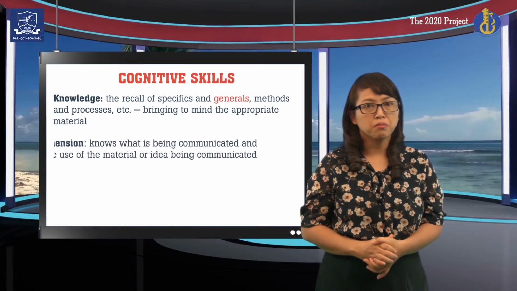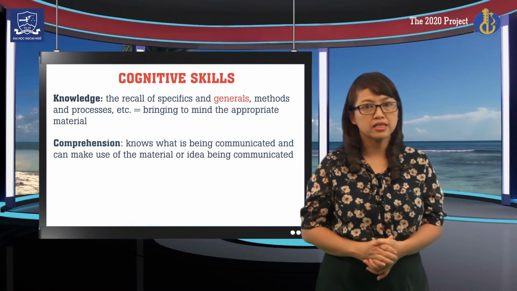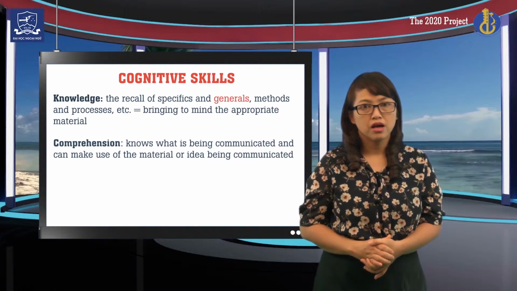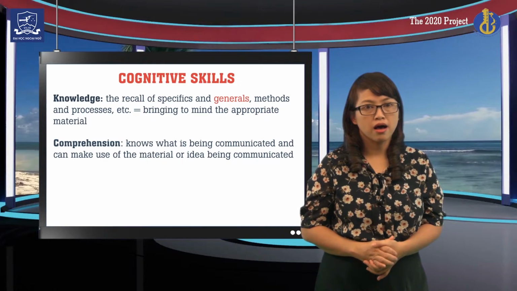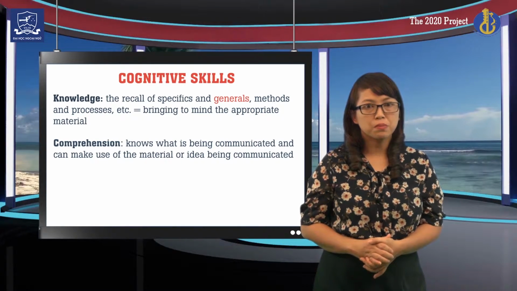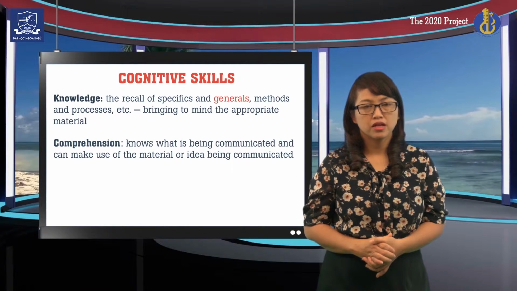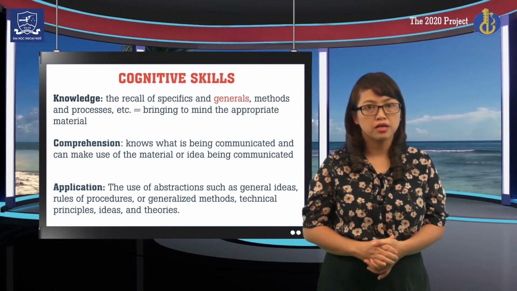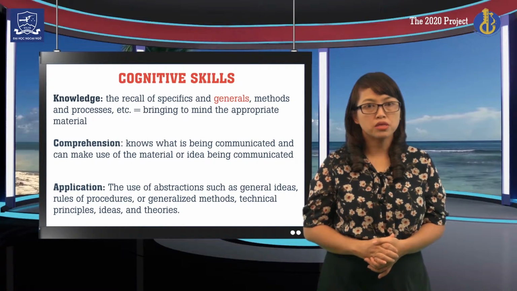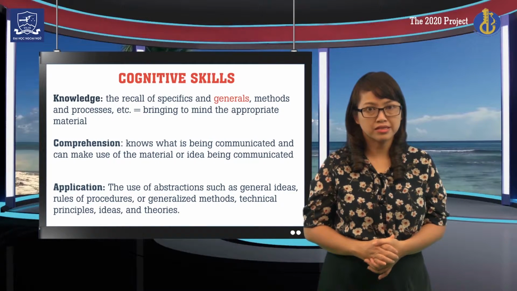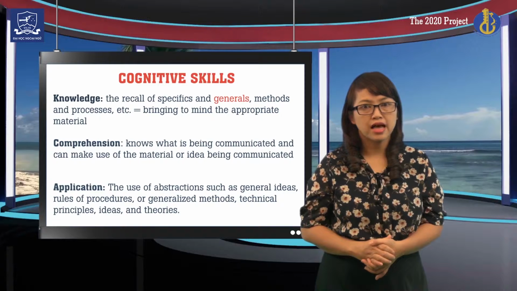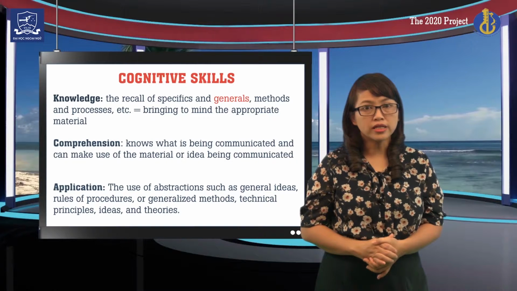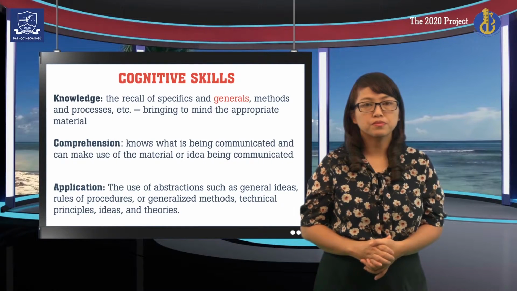Next, comprehension means the student knows what is being communicated and can generally make use of the material or idea being communicated. Some example actions of comprehension are describe, discuss, explain, express, etc. Application is the next level, which indicates the use of abstractions such as general ideas, rules of procedures, or methods, technical principles, ideas, and theories. The student can employ, exhibit, illustrate, or interpret, to name a few actions.